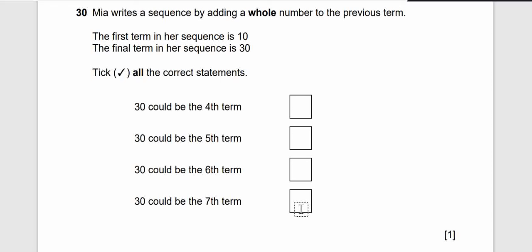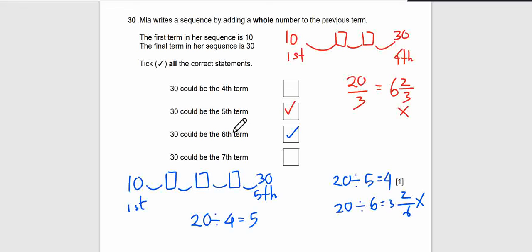Right, if you have not finished, you may pause this video. Let's open up the answer now. Here you go. So all the correct statements, so it might be more than one correct. So 30 could be the fifth term, 30 could be the sixth term. Here's the explanation of how 30 could be the fifth term.